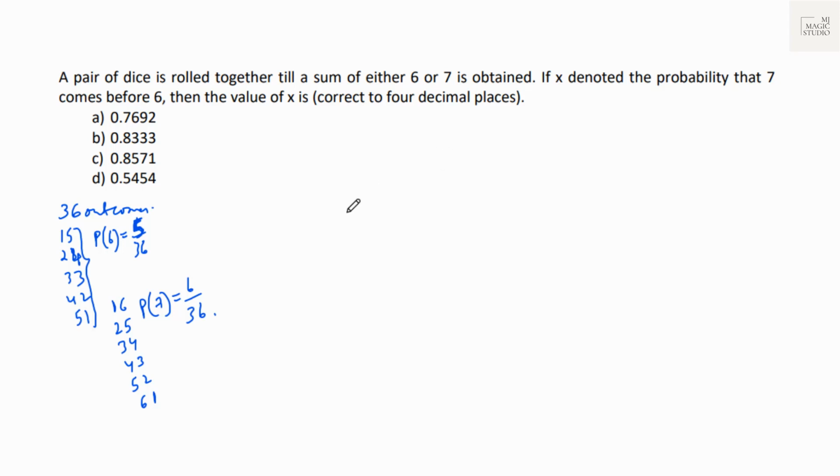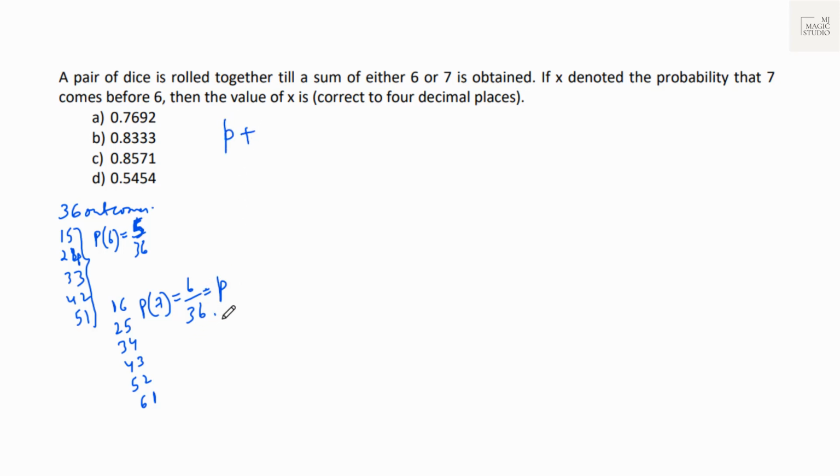So if in the first throw 6 comes, I will stop the game. But they are asking that 7 should come before 6. Try to understand that. So my scene 1 is, I have thrown 2 dice and I have got a 7. With what probability? I have got a 7 with probability P. Suppose that is 6 by 36.